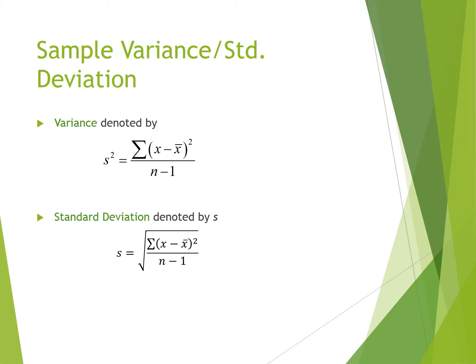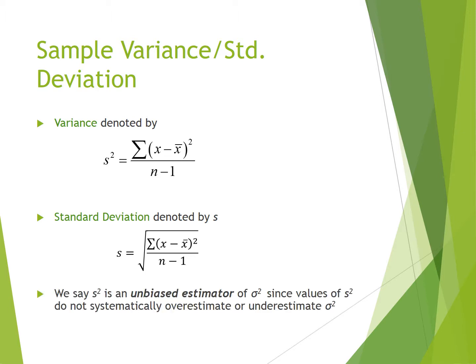It is a correction factor for the fact that the standard deviation, when you add that up, doesn't exactly equal the population standard deviation. This is a kind of deep subject, so just take my word for it that if we're dealing with a sample, we divide by sample size minus 1, and it's a correction factor. Now we say that s squared, the sample variance, is an unbiased estimator of sigma squared, the population variance, since values of s squared do not systematically overestimate or underestimate sigma squared, the population variance.